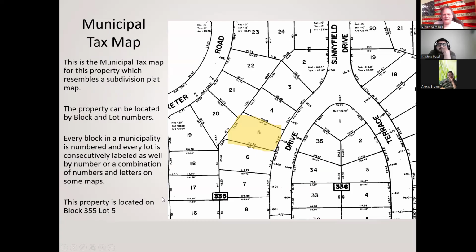All right. And then it ends up looking like this with the subdivision map. So here's that property in question. It's on the curve of the road. You see how the road curves? So they were doing the measurement of that arc.